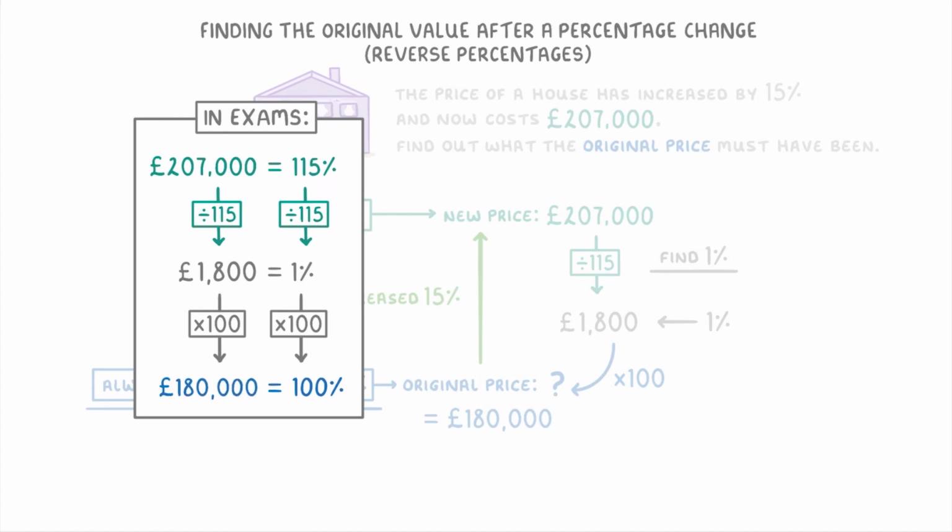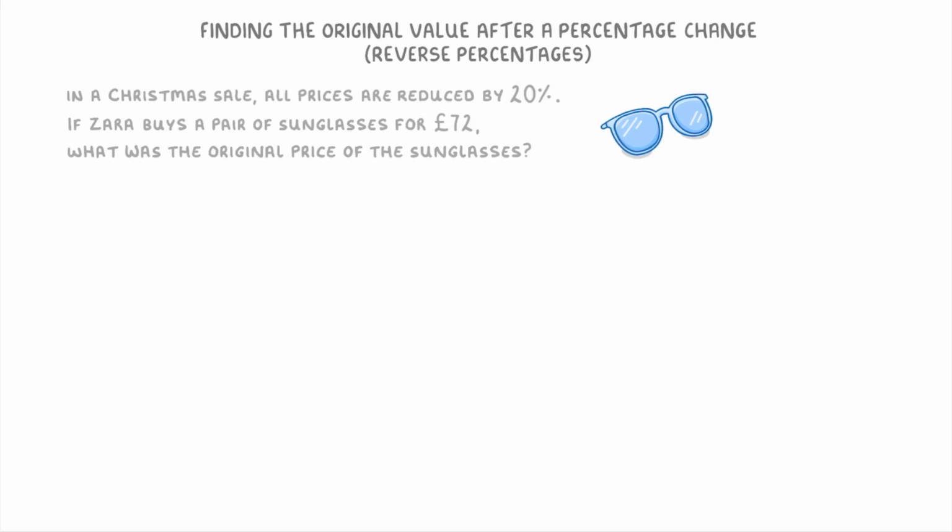So basically, this technique, and in fact every example that we're going to look at in this video, is all about finding out the value of 1%. And once you find out what 1% is worth, you can use that to find out the value of any percentage that you want. And this way of doing it in the box here is basically the simplest way of showing your workings. And this is how I would write this question in the exams. Let's try doing this for another one.